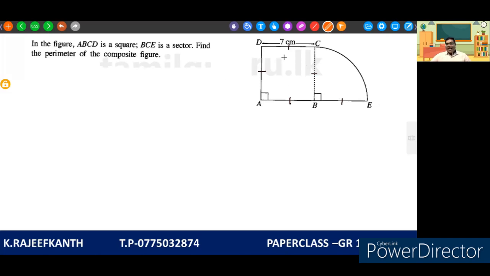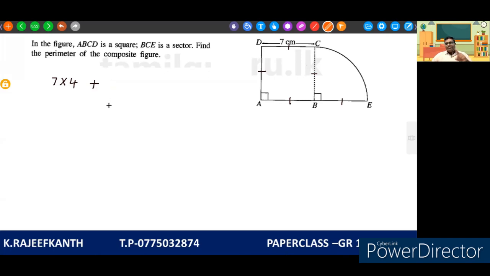So if you want to find the perimeter of this composite figure, first we have to add this 7, 7, 7, 7. We can't count this one because that side is inside of the figure. So we have to take only the border, right? And also we have to find the length of the arc CE. So here there are 4 sevens, then we have to multiply 7 by 4 plus the arc length, right?